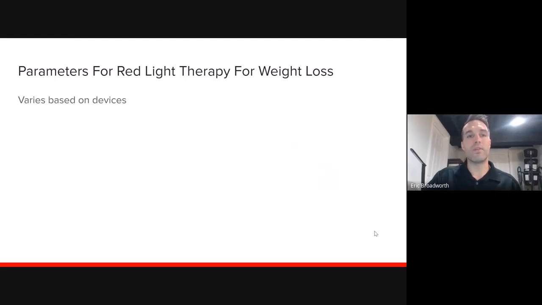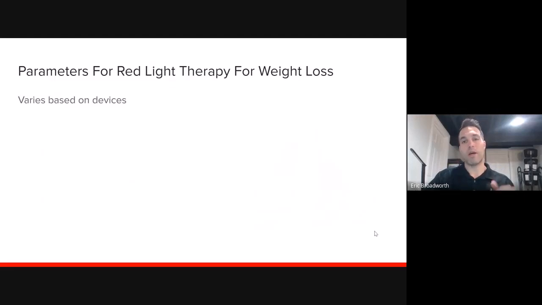A lot of the devices and manufacturers that I've looked into and talked to are recommending typically anywhere from 10 to 20 minute treatment sessions for weight loss, again depending on the device. So for a lot of red light therapy beds, it's typically a 10 to 15 minute range. Your pads, they're recommending a lot of times 20 minutes. Again, sometimes less is more.